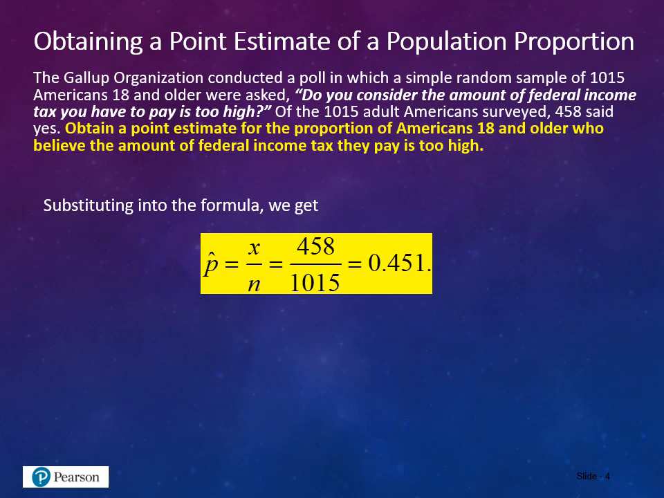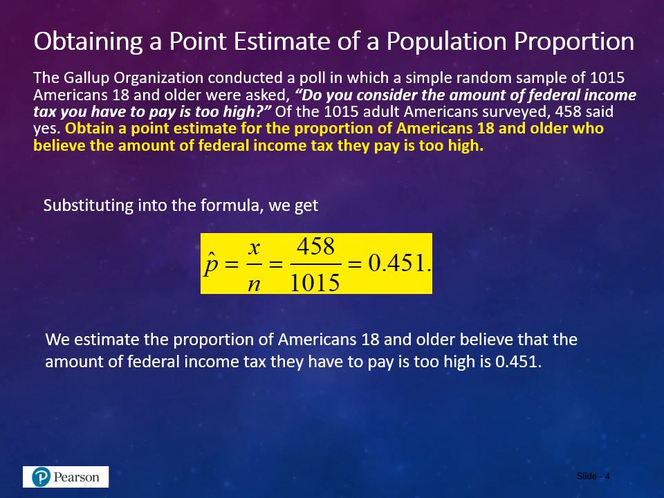So substituting the values into the formula, specifically the number of people that responded with this characteristic, that their taxes are too high, versus the total number of people in the sample, gives us the sample proportion, which is 0.451. We estimate that the proportion of Americans 18 and older who believe the amount of federal income tax they have to pay is too high is 0.451.